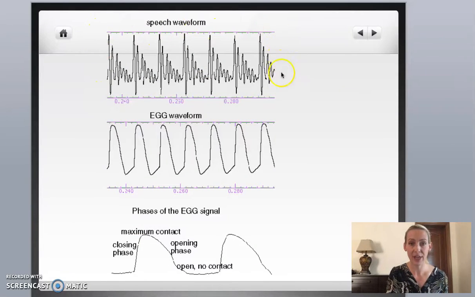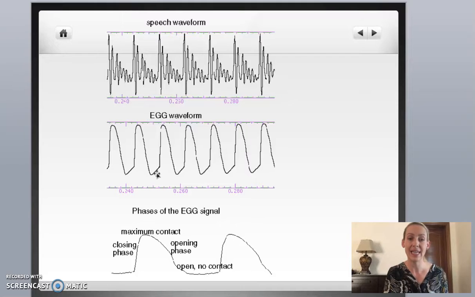The first graph here is a speech waveform. So this is when I say ah. This is the kind of wave that you can observe. And the EGG, the electroglottograph, will show us a similar pattern. When it moves up, that means that the vocal folds are coming close together. And when it goes down, this means there is no contact between the vocal folds.